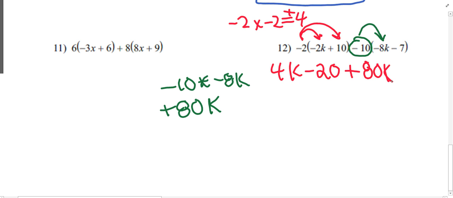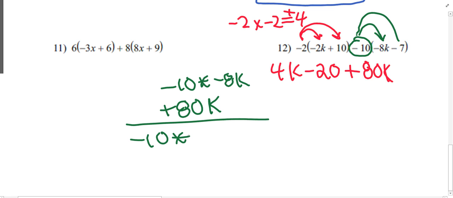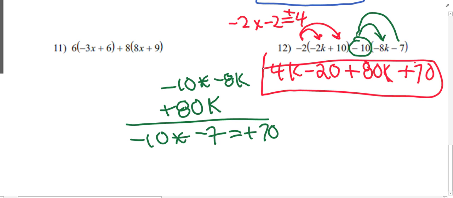And then finally the next step is to take a negative 10 and multiply that by a negative 7. Two negatives, of course, give us a positive. 10 times 7 is 70. So be careful on these problems with distribution where you have a negative sign. Okay. Good luck with the rest of the worksheet.